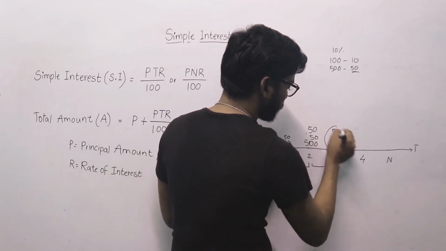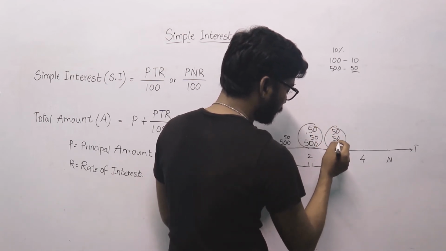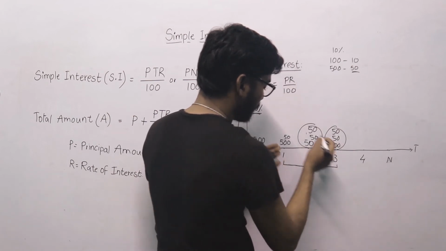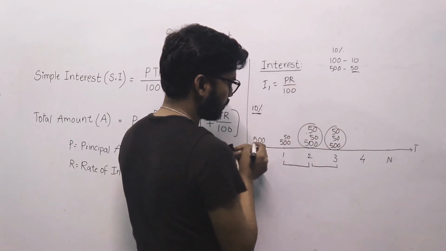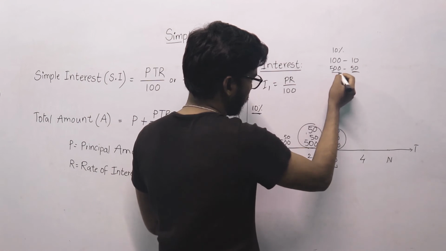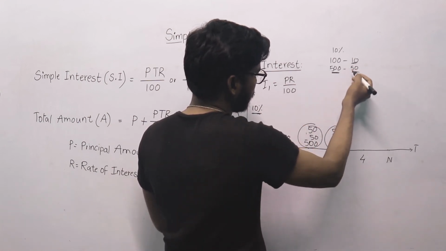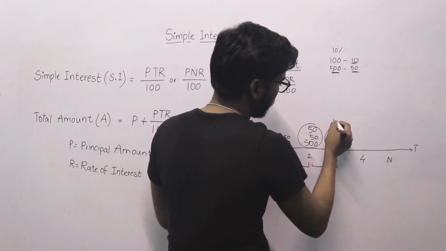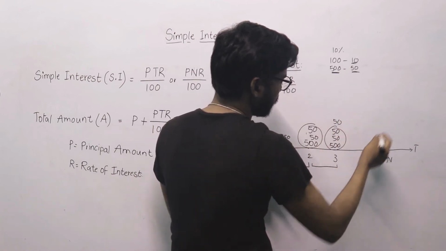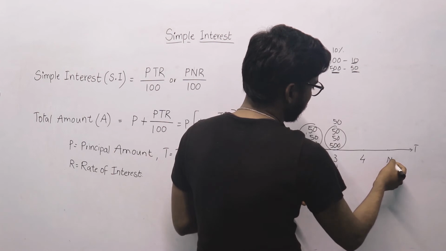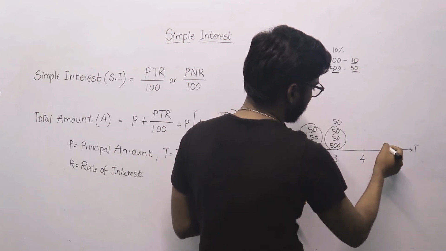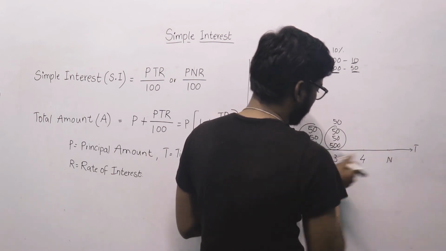So that interest is again calculated on the principal amount. So principal is 500 and interest rate is 10%. Okay, so again you get interest of 50 rupees. So likewise it goes on. If I pay at the end of nth year, this would be given as n into 50.